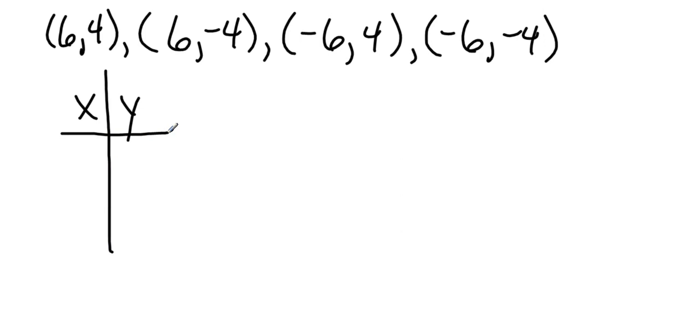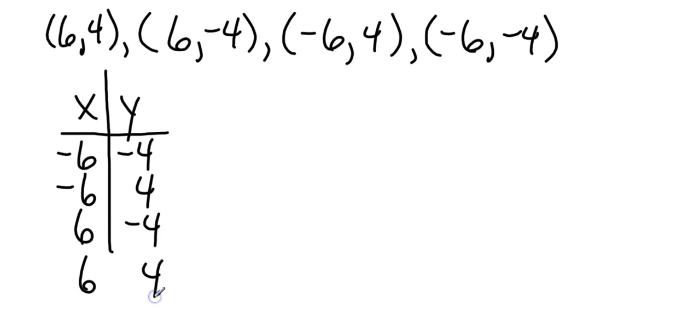I'm simply going to take the orders, all of the x's first, and I will take them in order from least to greatest. So I'm going to start with negative 6, negative 4, then go to negative 6, positive 4. Then I'm going to go to positive 6, negative 4. And then my final one will be 6, 4. Extend that just a little bit.